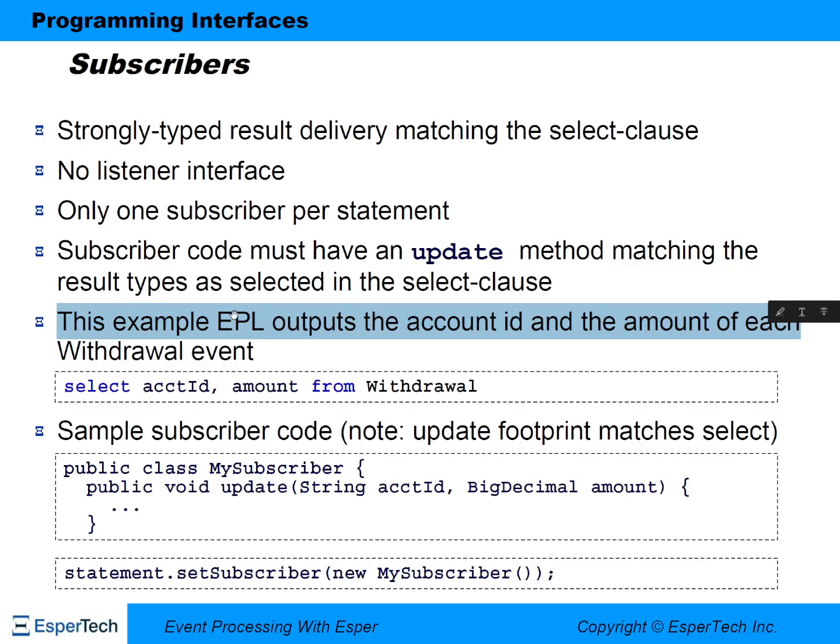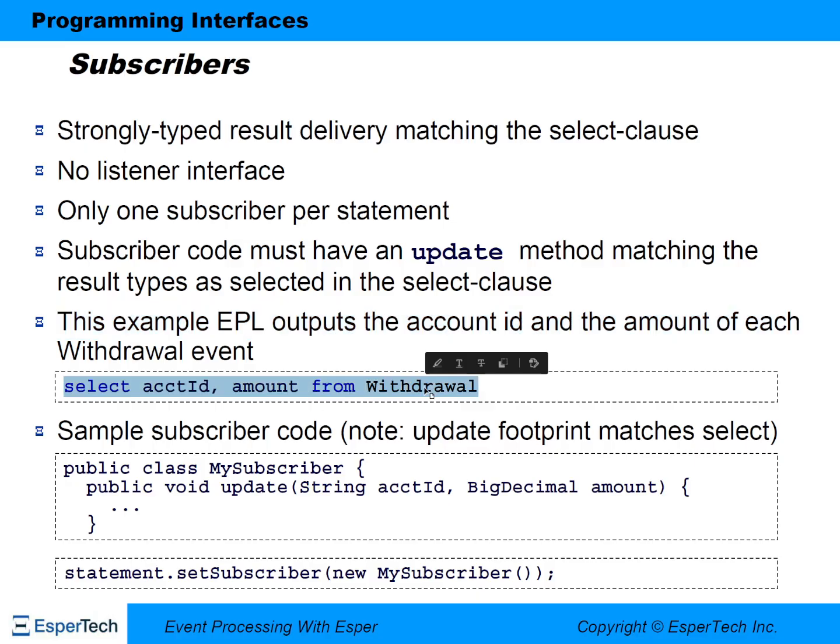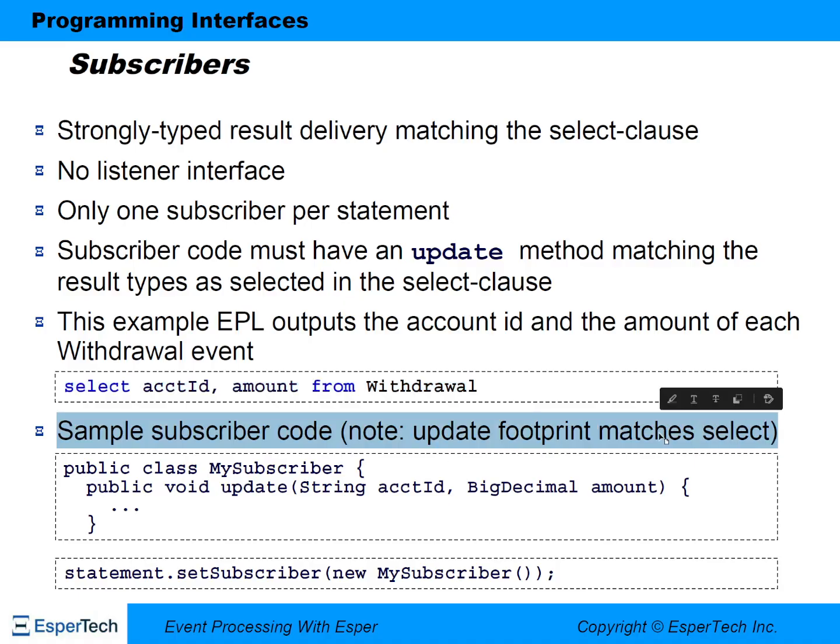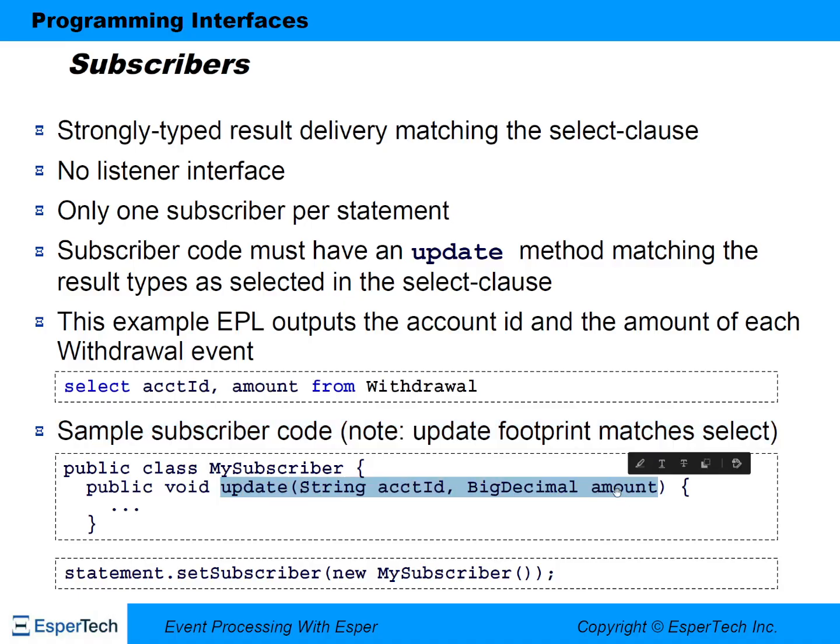This example EPL outputs the account ID and the amount of each withdrawal event. Select account ID, amount from withdrawal. Assume that the account ID is a string and the amount is a big decimal. A subscriber must have an update method that has parameters that match the select clause. So in the sample select clause it is selecting a string and a big decimal. Therefore the update method should take a string and a big decimal. The sample subscriber code has an update method that takes a string and a big decimal. To set the subscriber, call statement.setSubscriber.